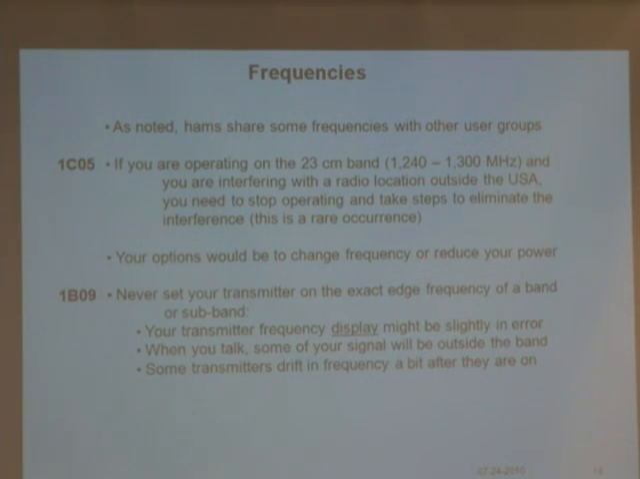Now, let's try to give an example. Let's say that I live close to the Mexican border, and there's some function down there, some radio thing that's going on that's in the middle of my band. Well, if they're also primary, and if they can't move frequencies, then I have to move. That's what it's saying. But basically, if I'm interfering with some radio function outside the U.S., I have to stop.